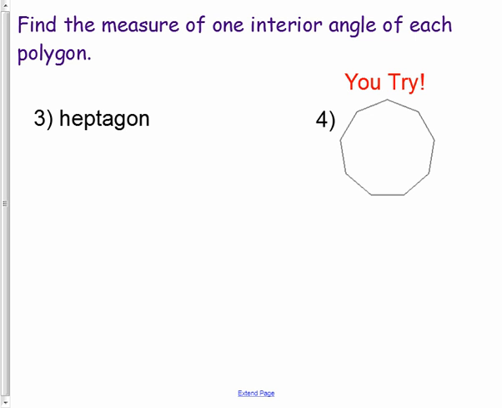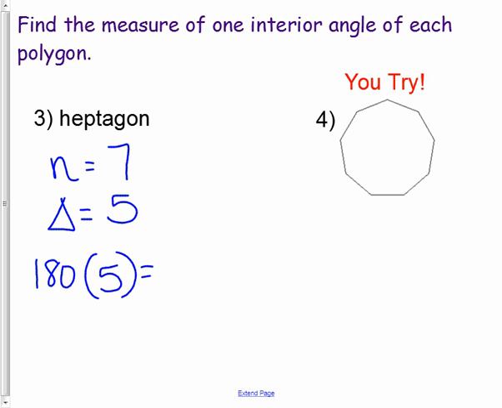Okay, find the measure of one interior angle of each polygon. So let me do this one here. So now we have a heptagon. Sometimes you're going to be given the actual shape. Sometimes you might be given the name. So make sure you know the names of the most common polygons, and that way you know how many sides each one has, right? Okay, so a heptagon has 7 sides. So the number of triangles it has is 5, because 7 minus 2 is 5. So we're going to take 180 times 5, and that's going to give me 900 degrees.